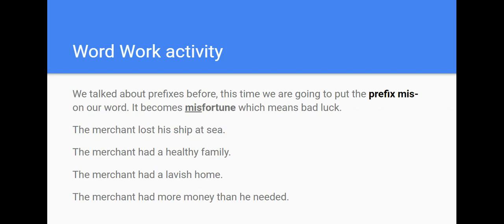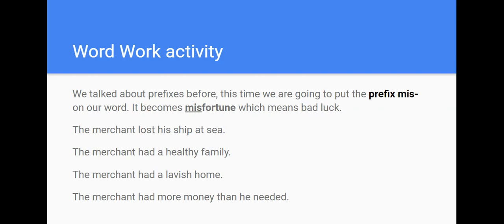Now, our activity with this word is I'm going to read a sentence, and if it is good luck, then you're going to say that is good fortune. Now, if it is bad luck, we're going to add the prefix mis. Remember, that prefix is a little tiny word that goes at the beginning of a word to make it a different meaning. So misfortune means bad luck. So if I read the sentence and it's bad luck, you'll say that is misfortune.